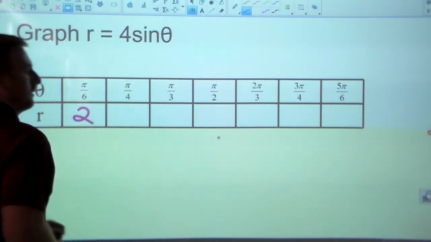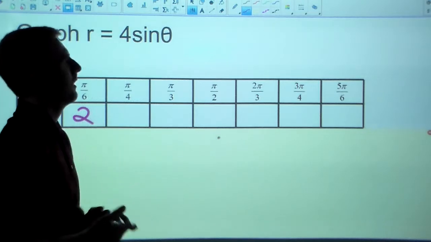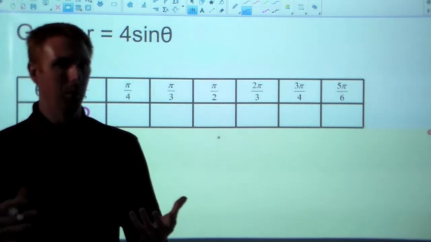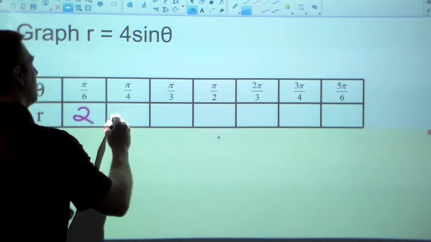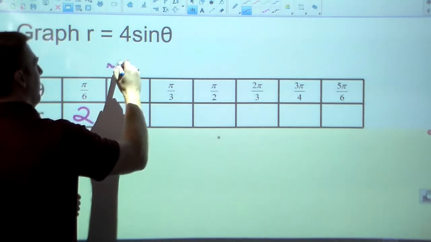If you plug in pi over 4, sine of pi over 4 is square root of 2 over 2. Multiplied by 4, it would be 2 square root of 2. Square root of 2 is about 1.4, so about 2.8. We'll just say 2 square root of 2 for now, but it's about 2.8.